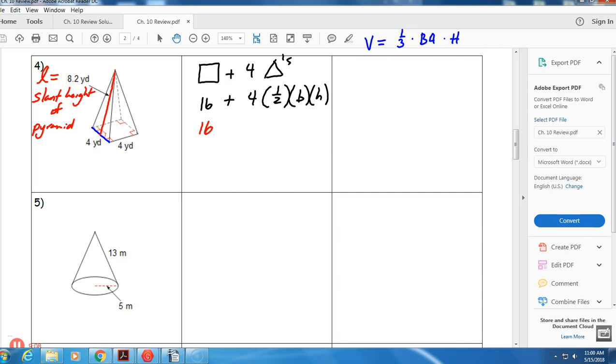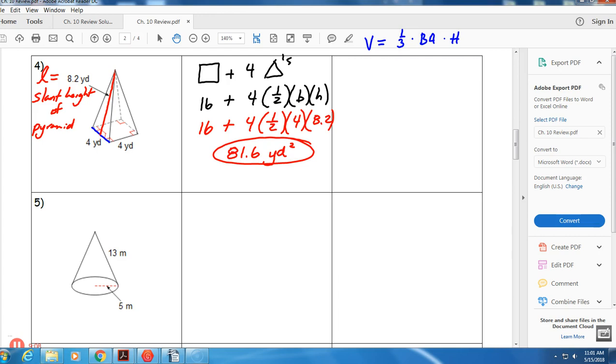So I have 16 for my floor. I have 4 walls that are all triangles, 1/2 base times height, actually slant height. And that shakes out, go through here, comes out to be 81.6 square yards.